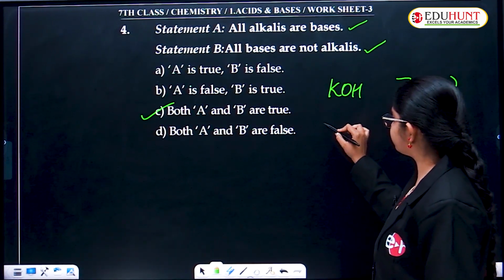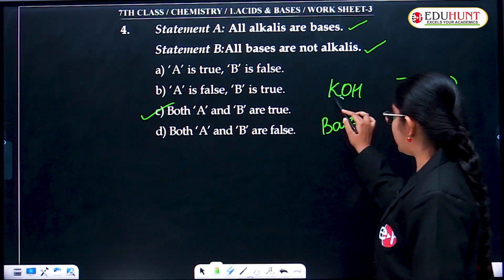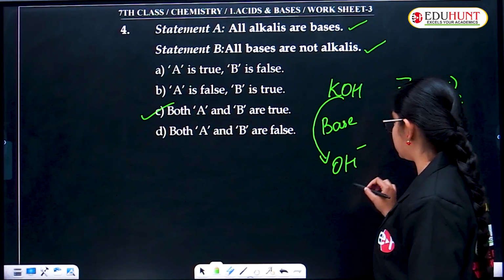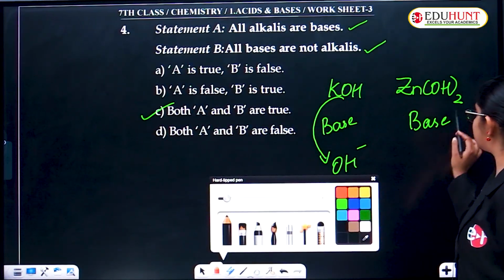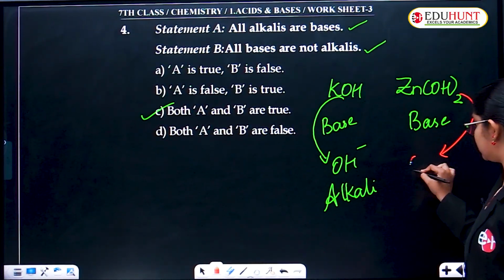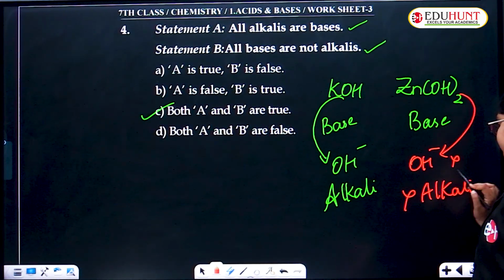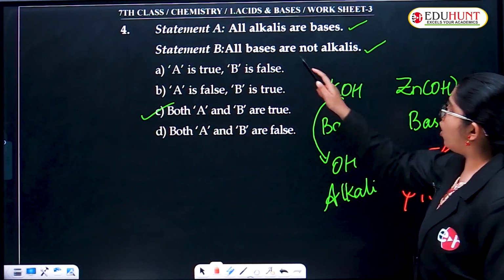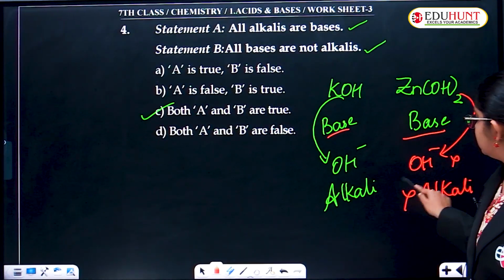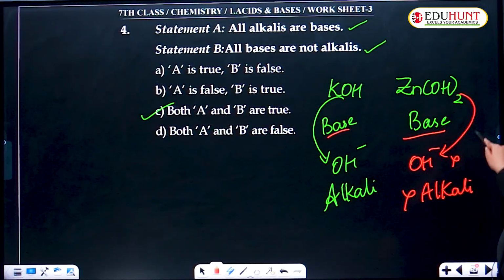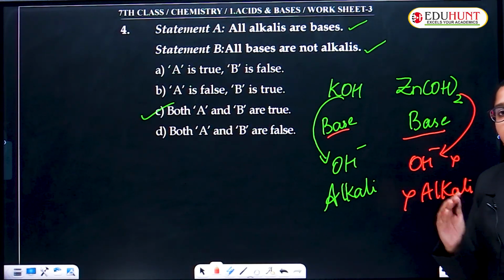Potassium hydroxide is a base, zinc hydroxide is also a base, but potassium hydroxide dissolving in water gives OH minus ions, so this is called an alkali, whereas zinc hydroxide does not dissolve in water and does not give any OH minus ions, so it is not called an alkali. So all alkalis are bases, but all bases are not alkalis. This is also a base, this is also a base, but this base is not soluble, not an alkali. So all bases may not be alkalis because it may be insoluble bases too.